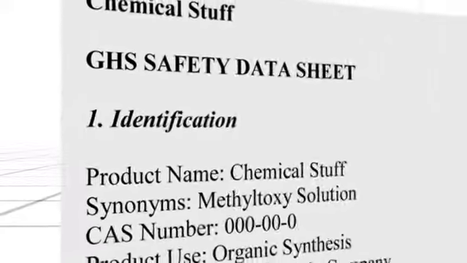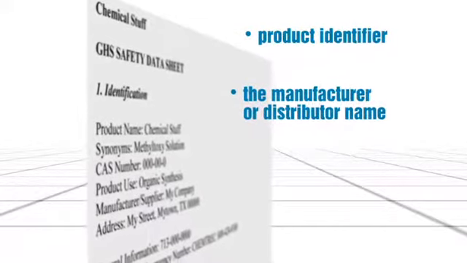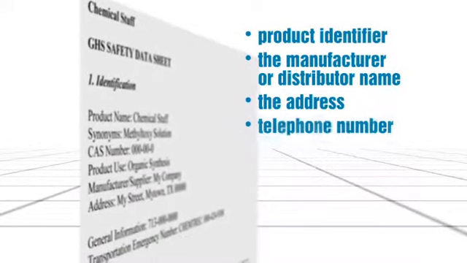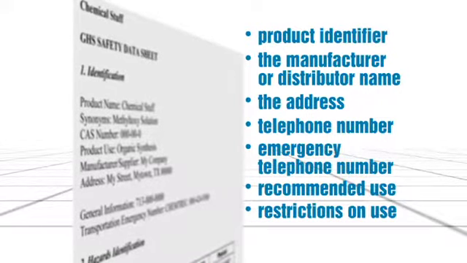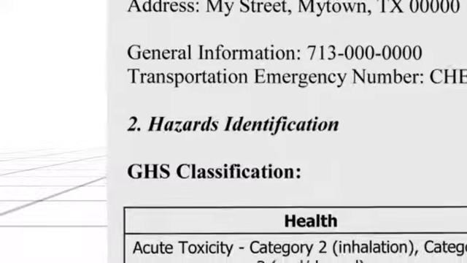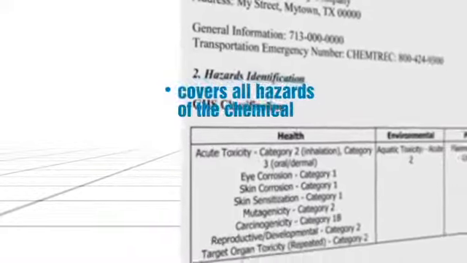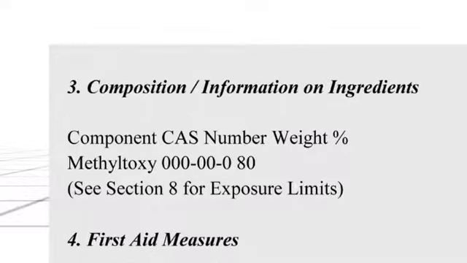Section 1 is called Identification and includes the product identifier, the manufacturer or distributor name, the address, telephone number, emergency telephone number, recommended use, and restrictions on use. Section 2 describes hazards identification and covers all hazards of the chemical and the required label elements. Section 3, called Composition Information on Ingredients, provides information on chemical ingredients, including trade secret claims.